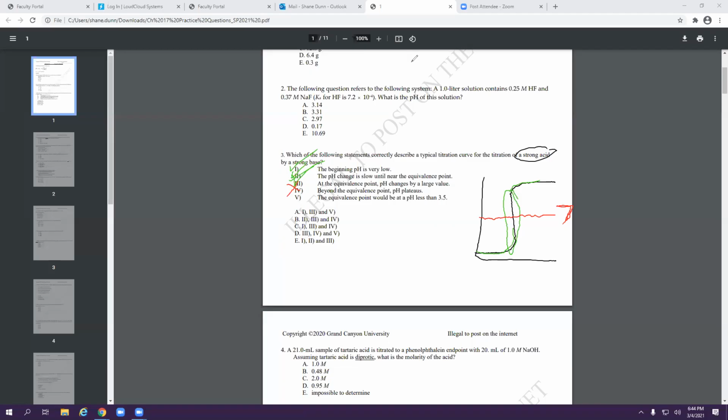Is 3.5 neutral or around neutral? No, it's very acidic, right? So that's wrong. So 1, 2, and 3. Which one is 1, 2, and 3? E. Does that make sense?